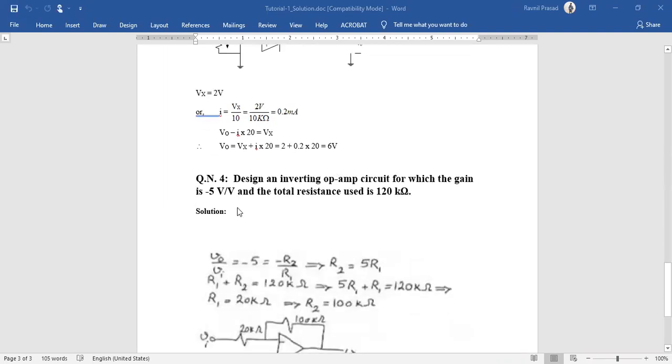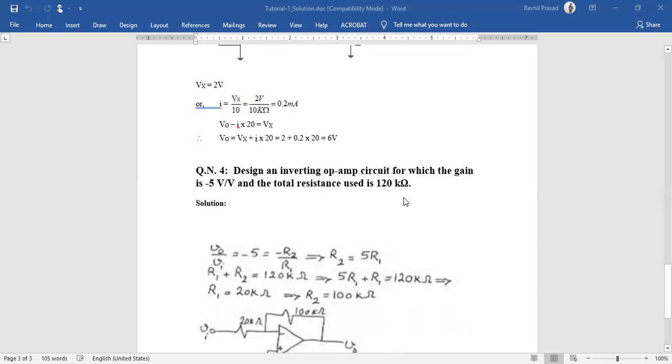Question number 4, design an inverting op-amp circuit for which the gain is -5 volt per volt, or just the gain is -5, and the total resistance used is 120 kilo ohms, right? So basically what this means, if the gain is -5, is that V out upon Vi is equal to -5, isn't it?